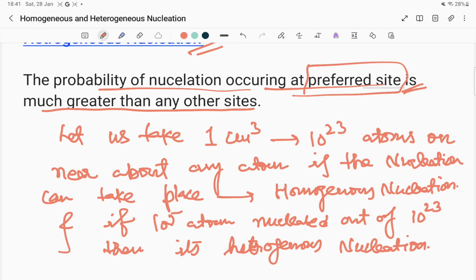So for the preferred sites in the case of heterogeneous nucleation, examples are nucleation at grain boundaries, or precipitation at grain junctions.